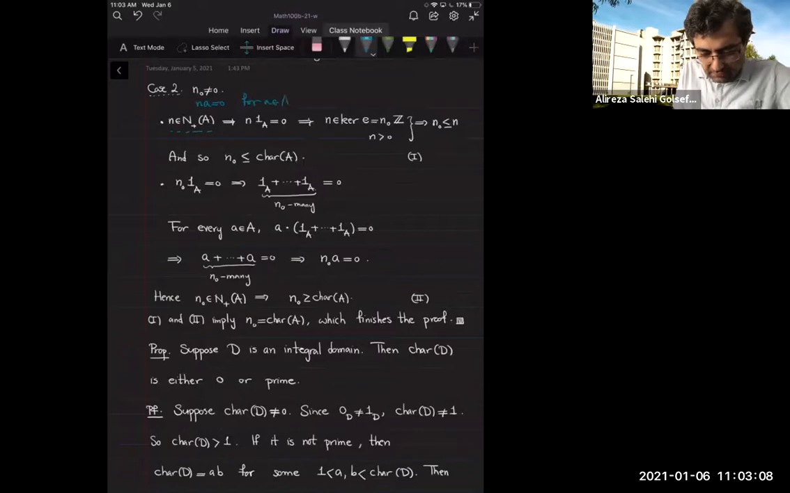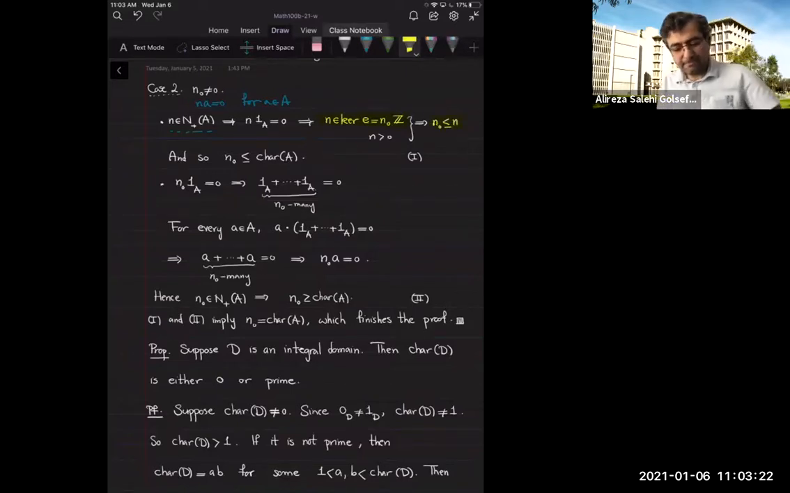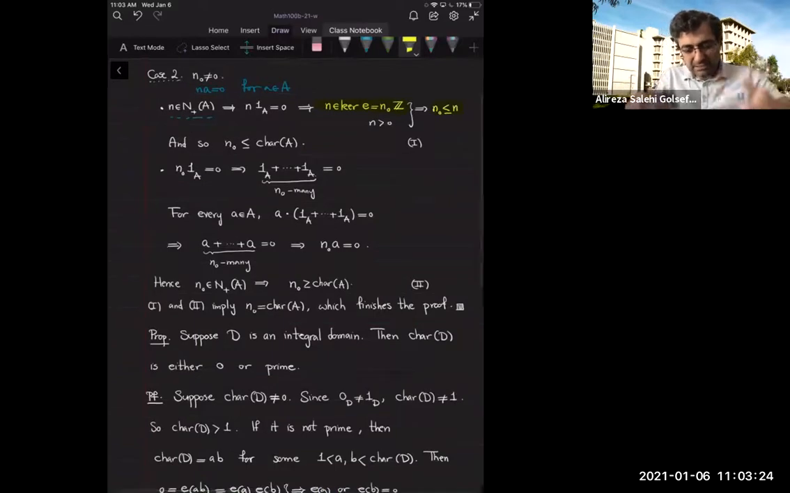In particular, we have this for the identity, but that means n belongs to the kernel. That means n is a multiple of n naught. Assuming that it's positive, we deduce that n naught is less than or equal to n. Okay, so this means n naught is less than or equal to the minimum element of N(A), and that is the characteristic.